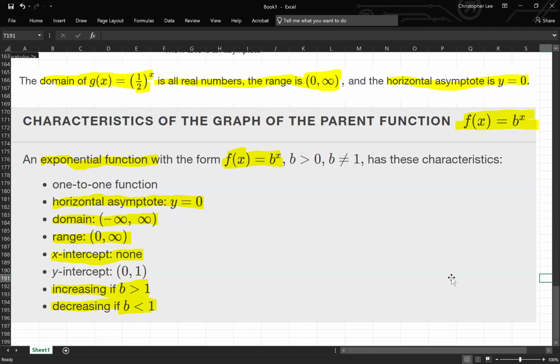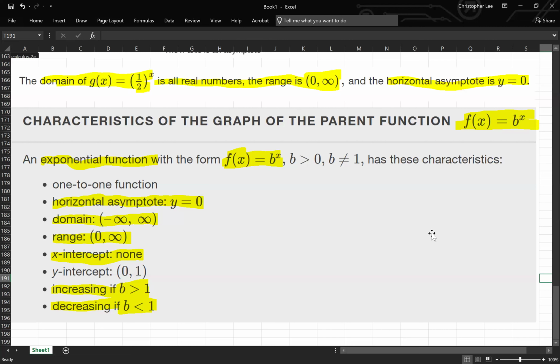So these are some of the characteristics of the graph where b is bigger than 1, right? It's bigger than 0, positive. So it is a one-to-one function, so every x has its own unique y value. It has a horizontal asymptote at y equals 0, the x-axis. The domain is negative infinity to positive infinity. It's important to know, the range is from 0 to infinity.